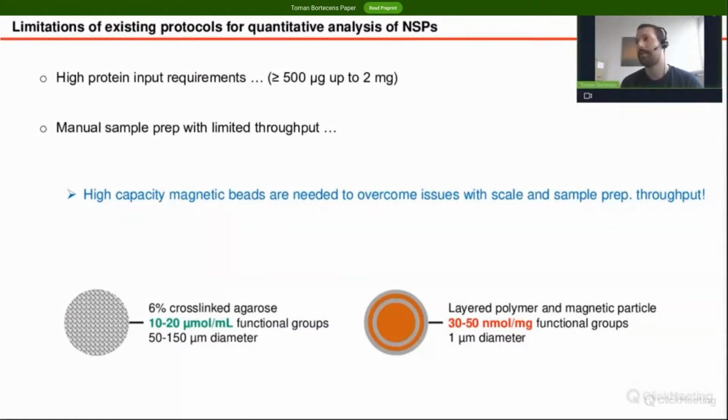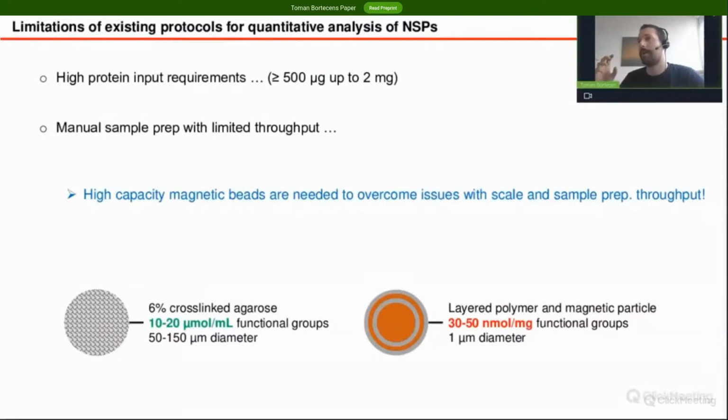However, most of these commercial bead types are not really suitable for the analysis, since they have only a small number or small density of functional groups, usually in the nanomolar range per milligram of bead material. And as we found out the hard way, the binding capacity of the beads is really the crucial factor for obtaining high quality samples in the course of the enrichment.